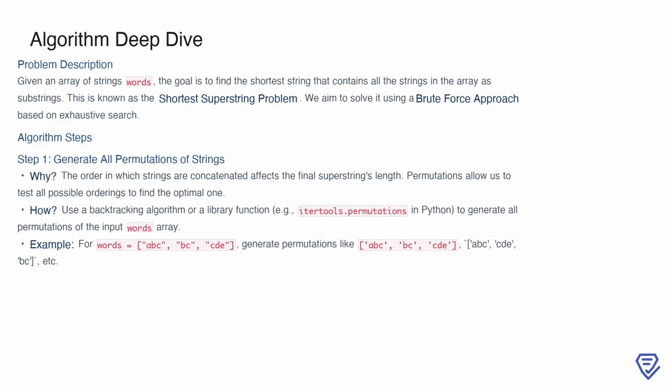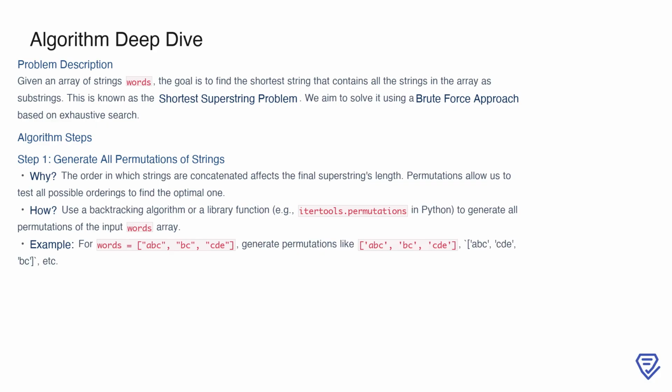The shortest superstring problem asks us to find the smallest string that contains all given strings in an array as substrings. To solve this, we start with a brute force approach that explores every possible way to order the strings. The first step in the algorithm is to generate all possible permutations of the input array.